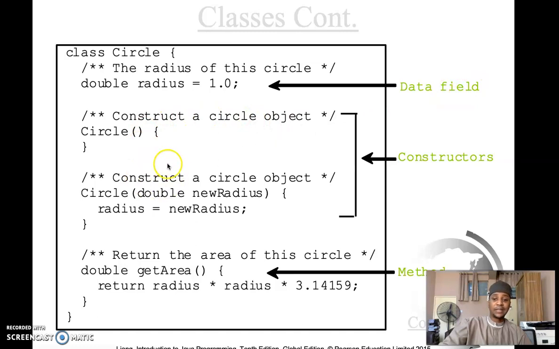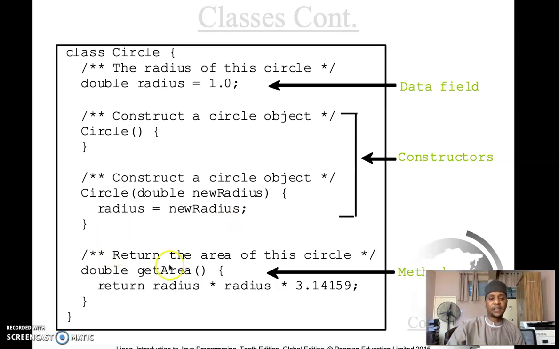Here, if you look at it, we have two constructors in this block. The first one is Circle, which is empty. Then we have the second constructor, Circle, which has an argument, a parameter: double newRadius. Then radius equals newRadius, which means it is overriding the previous or default radius of that circle.